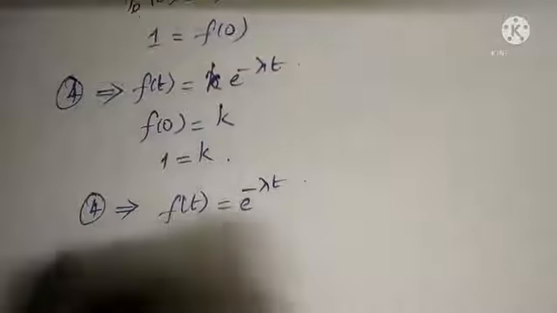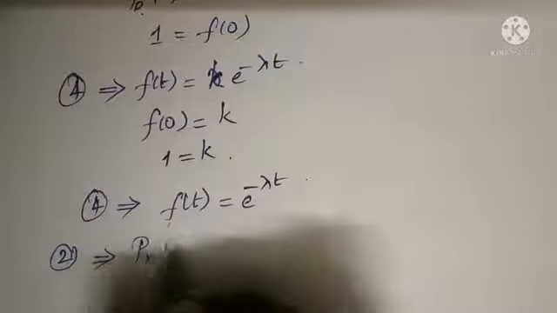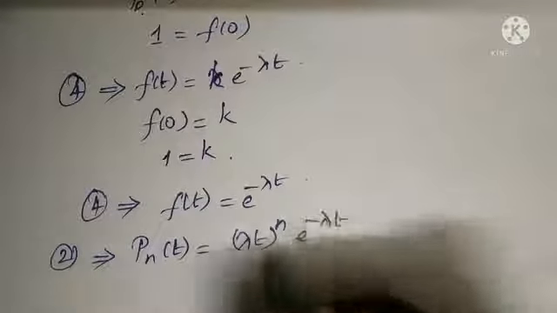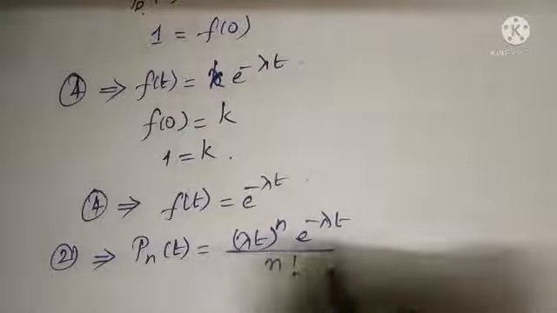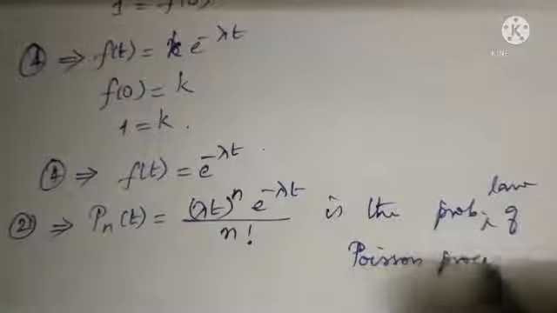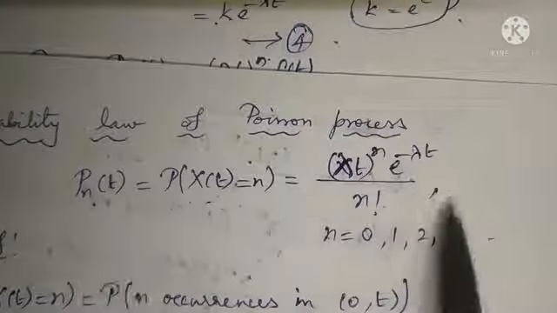Now you substitute it in the second equation, the solution which I assumed, Pn of t equal to lambda t whole power n e power minus lambda t by n factorial, right? Which is the probability law of Poisson process. It is a very lengthy proof.